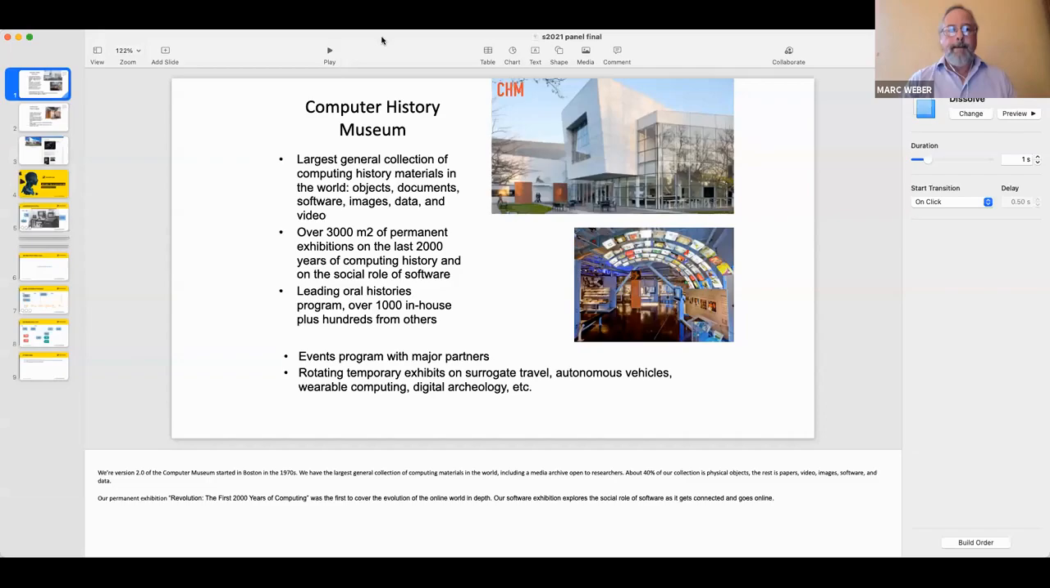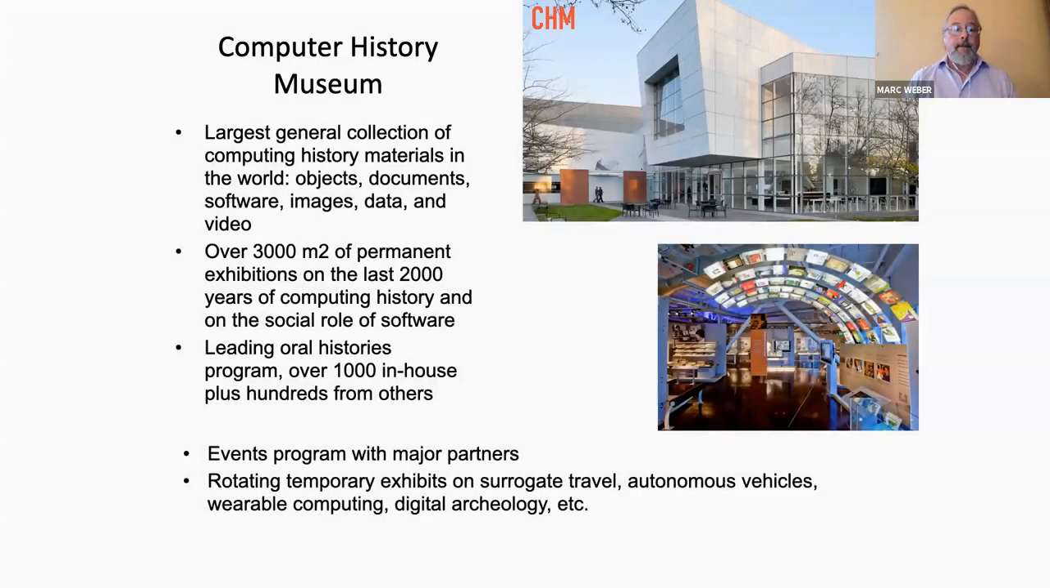So I'll start by giving a little background on the museum and my own work. Julian, if you could roll the first slide. We have the largest general collection of computing materials in the world. Only 40% is physical objects. The rest is documents, data, software, images, etc.